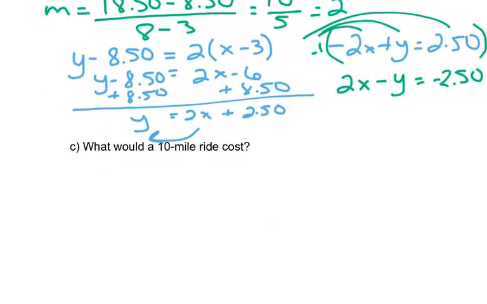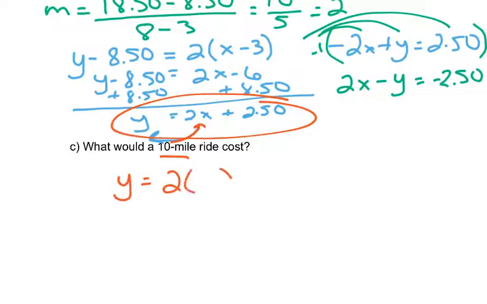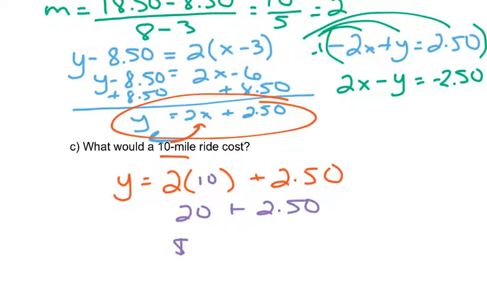Part C says, what would a 10-mile ride cost? We are given information about a 3-mile and an 8-mile ride. But let's go ahead and use our equation here, and we're looking for where x is 10. So we're just going to plug a 10 in there. So we had 2 times x plus 250, and they're asking us to find when x is 10 miles. So multiplying, we'd get 20 plus 250. So our total would be $22.50 for a 10-mile ride.